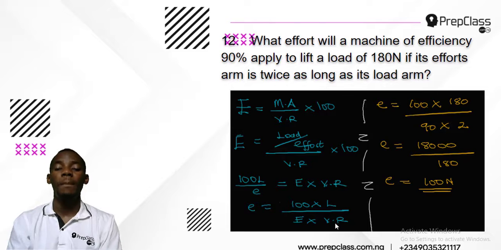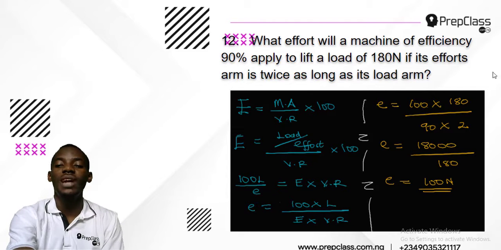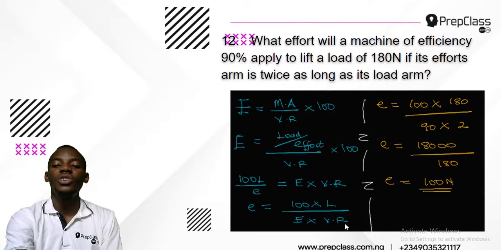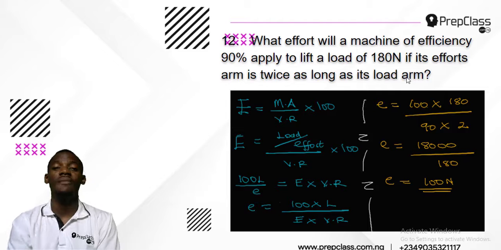Now plug in your parameters. Your 100 remains 100. What's your load? It's 180 Newton over the efficiency of the machine, 90%. So you put down 90 times your velocity ratio. In the question, we were not given velocity ratio, but we were told that its effort arm is twice as long as its load arm, and you know that velocity ratio is effort arm over load arm. So the effort arm that is twice as long as the load arm means your VR is automatically 2.